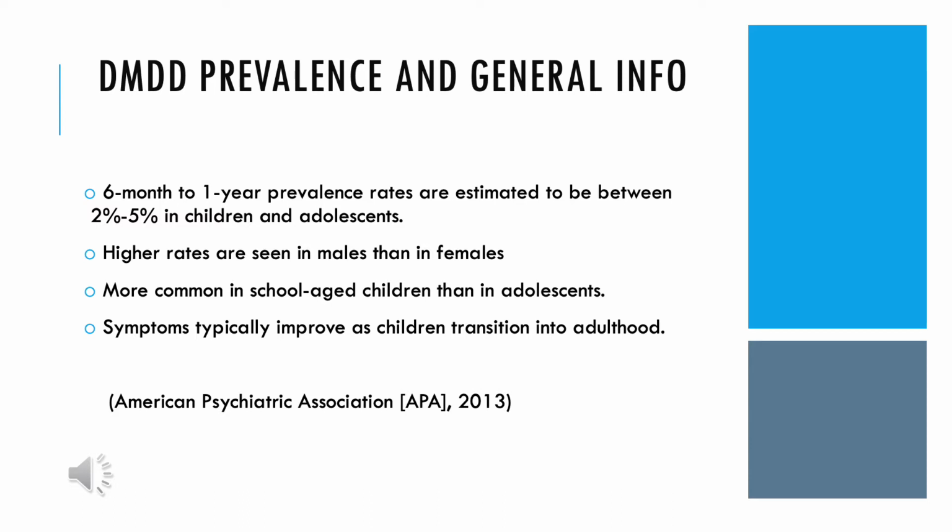The prevalence rates of DMDD are estimated to be between 2 to 5% in children and adolescents, although it is seen much more often in school-age children than adolescents. It is also more commonly diagnosed in males than in females, and for unknown reasons, symptoms do typically remit or improve as children transition into adulthood.